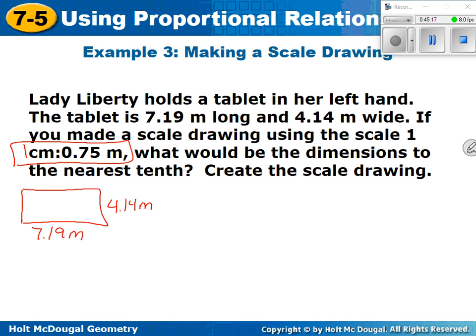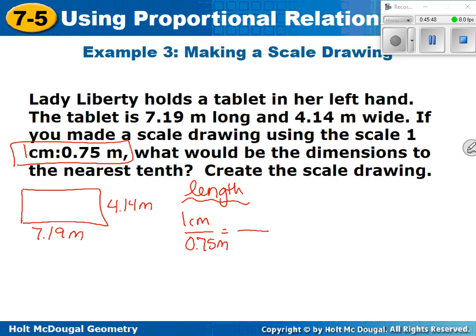2. If this was 3-dimensional and we had a length and a width and a height, how many different proportions would we have to do? 3. Don't try to use all the numbers at once. So start with just your length. Write your scale. Always start with your scale. What's the scale? Okay. Then plug in what you know and make sure you're putting it in the same location.